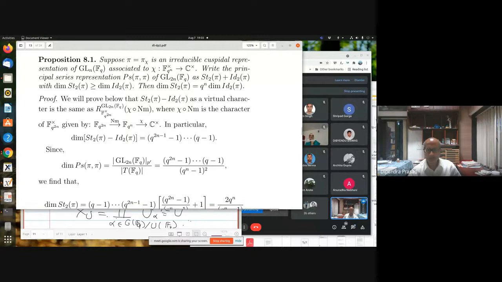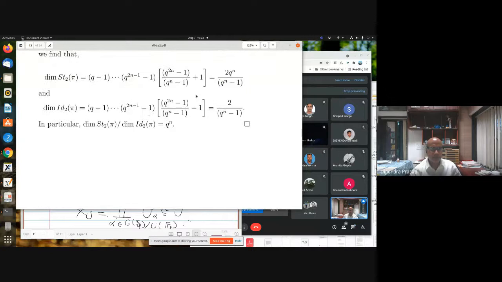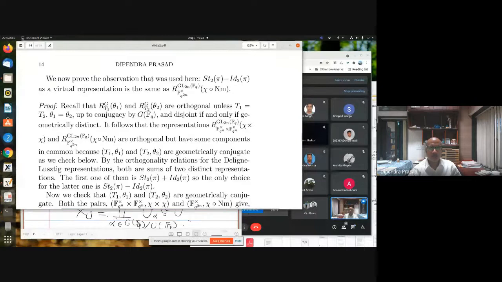Okay, so the main point of this proposition is that this Deligne-Lusztig representation is given by this. We now prove the observation that was used here, that this minus that as a virtual representation is this Deligne-Lusztig induction. Recall that R_T1 theta1 and R_T2 theta2 are orthogonal unless T1 is equal to T2, orthogonality, and disjoint if and only if geometrically distinct. So because the tori are different, obviously they have to be orthogonal.